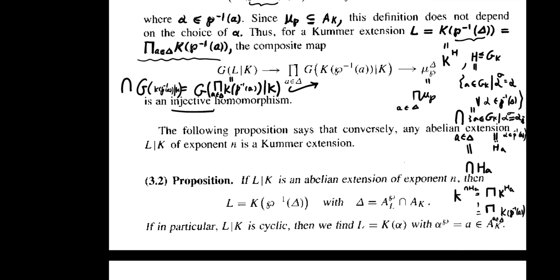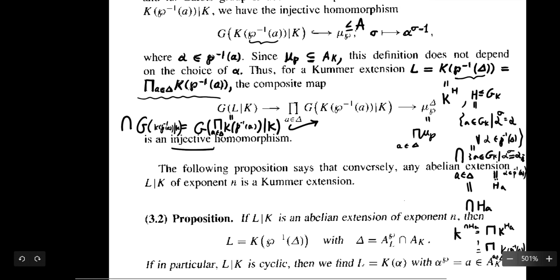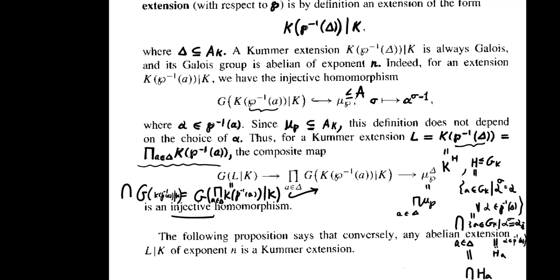Conversely, any abelian extension of a given exponent n is a Kummer extension. And what we showed just now is a Kummer extension of exponent n is an abelian extension, because we embed it into abelian.